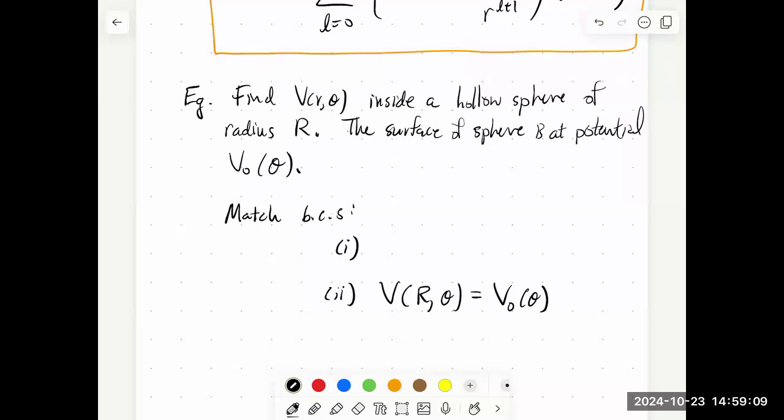If we had a spherical shell with some charge on it, as long as I had a finite amount of charge, I wouldn't expect the potential at the center to be infinite, right? It'd be some finite number. And so at r equals 0, I want this to be finite. And that will turn out to be important. Okay. So this is the r equals 0 boundary condition, and this is the r equals capital R boundary condition.